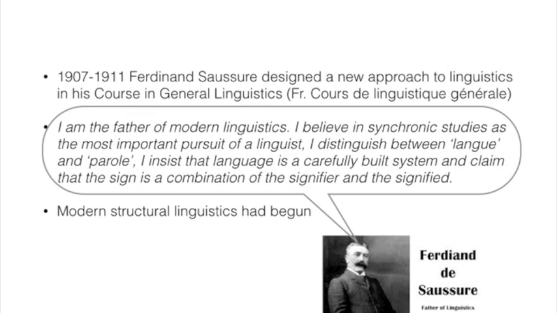As I explained to you in the previous example of the Tajik example, if you remember, he claimed that the sign is a combination of the signifier and the signified, another dichotomy that he advocated, the signifier and the signified. And I'm going to talk about this in the following slides. "Modern structural linguistics had begun." That marked the beginning of structural linguistics. And what are the main ideas?